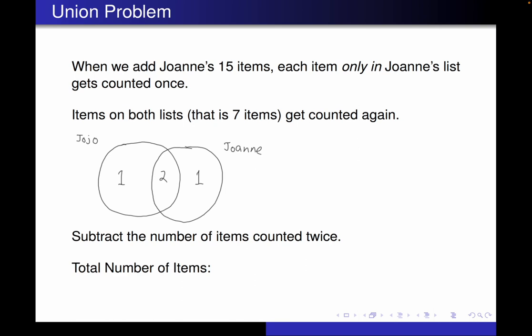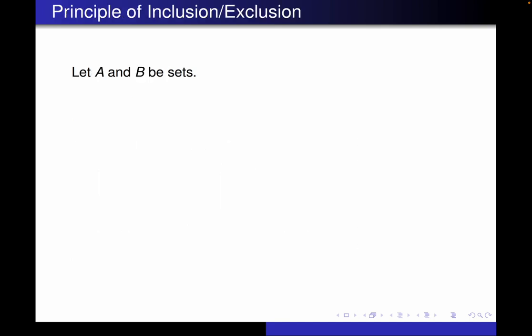So our total number of items, we get 15 plus 13. We counted 7 items twice. We subtract that 7 so that they're only counted once. And that gives us, well, 21. Same answer as before. So in general, our principle of inclusion-exclusion is going to go like this.